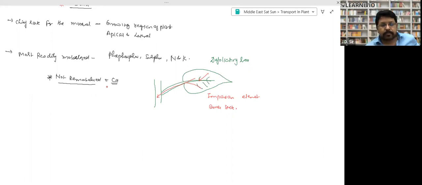Look, when leaves become yellow, they have to fall down, right? It means defoliation of the leaf takes place. Many of the minerals are taken back by the plant body. These important elements come back to the plant. This is called remobilization, right? Most readily remobilized means the maximum remobilization takes place: phosphorus, sulfur, nitrogen, and potassium. Which is not remobilized? Calcium is not remobilized. It does not come back.